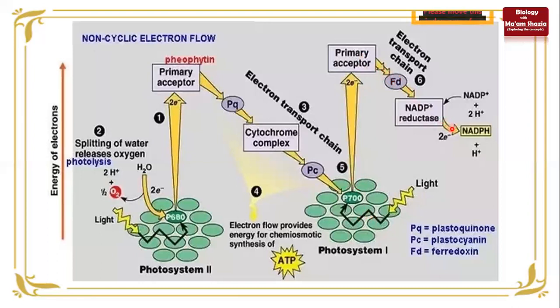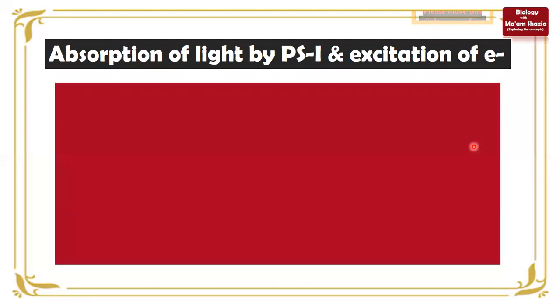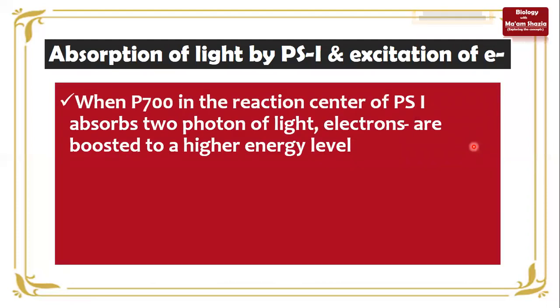Regarding the second electron transport chain, I already told you that non-cyclic photophosphorylation involves two photosystems. This is PS2 and this is PS1. So it involves two photosystems and two ETCs. This is the first ETC, and that is the second ETC. So let's go through the text of the topic. P700 in the reaction center of PS1 absorbs two photons.